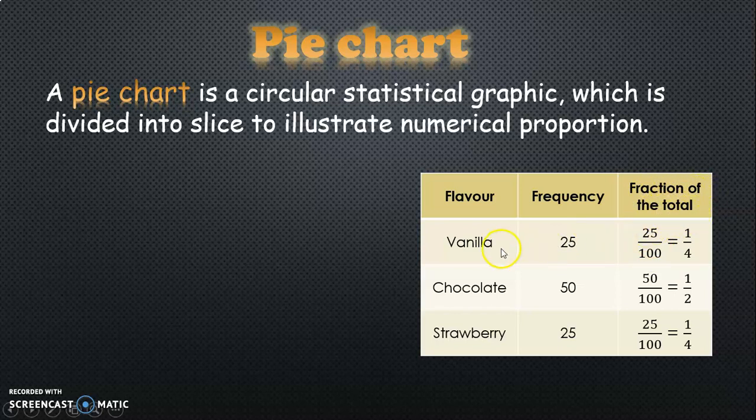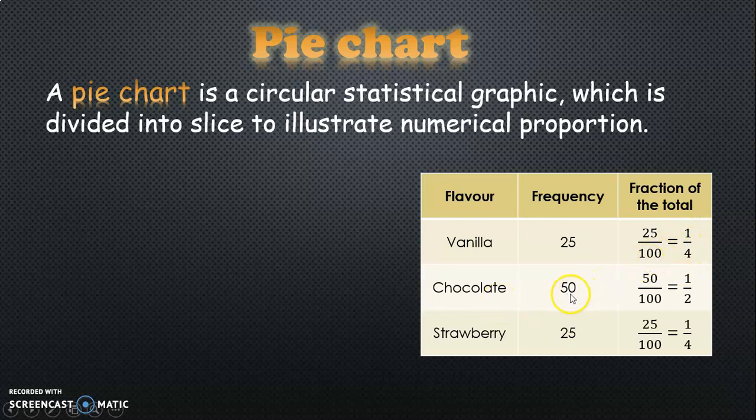So how will we do the fraction of the total? Our total frequency will be our denominator and the given frequency will be our numerator. So 25 over 100 is the fraction of the total. Now, if we simplify it, it will become 1 over 4.